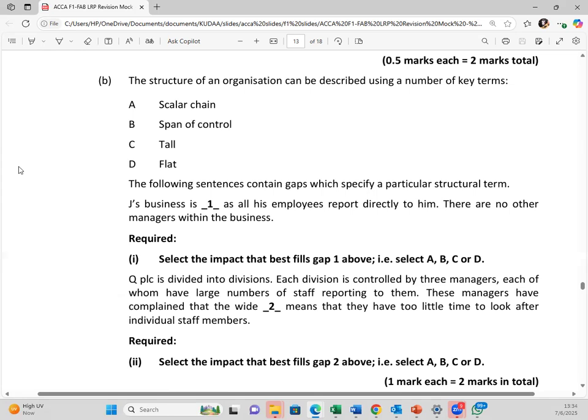Each division is controlled by 3 managers, each of whom has a large number of staff reporting to them. These managers have complained that the wide span means they have little time to look after individual staff members. It's a wide span of control, yes, because the span of control is the number of subordinates reporting to the manager. So if they have a wide span, they have a lot of people reporting to them. So it's the wide span of control.